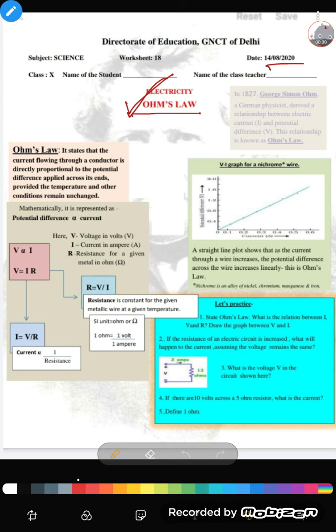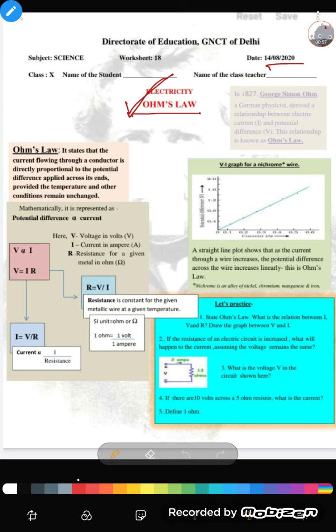A German scientist, Georg Simon Ohm, established a relation between the electric current and potential difference, and this relationship is known as Ohm's law. According to Ohm's law, the current flowing in a conductor is directly proportional to the potential difference applied across its ends, provided the physical conditions and the temperature of the conductor remain constant.